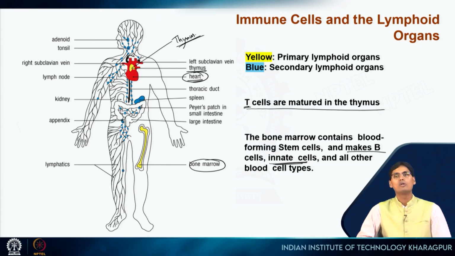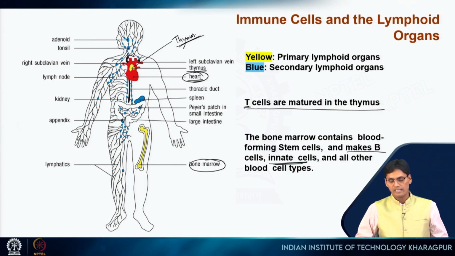Just to remember that, you can think T stands for thymus. Although for B cells the initial designation was something different, just for remembering you can imagine that because they come directly from bone marrow. But that way, the name was not given at the initial point of time.